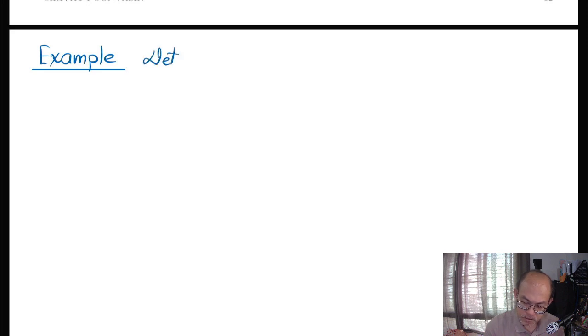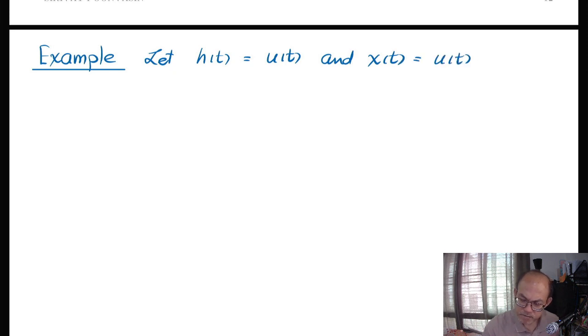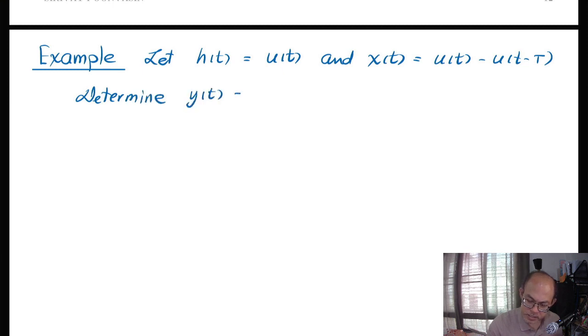Determine, let h of t equal to u of t and x of t equal to u of t minus u of t minus capital T. We want to determine y that is equal to h of t convolved with x of t.